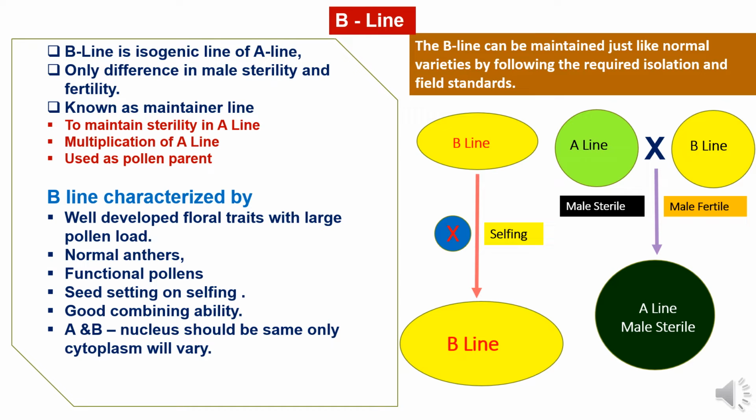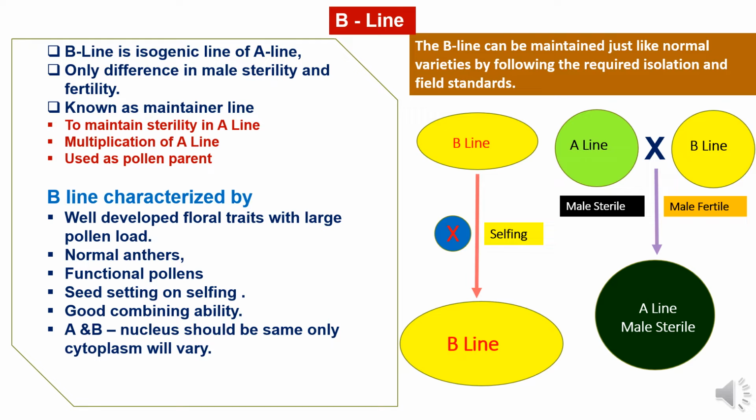and the B line is the isogenic line of A line, where the difference persists in male sterility and fertility. The B line is male fertile while A line is male sterile. The B line has the characteristics of well developed floral traits with large pollen load, because the pollen is needed to multiply the A line in sufficient quantity. It will result in good seed setting and fertilization.